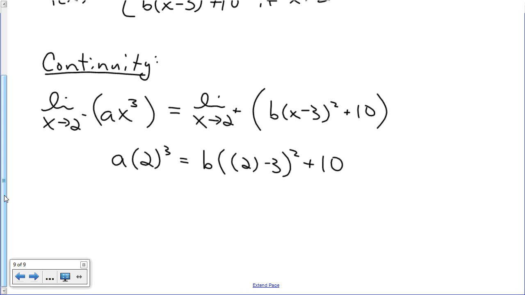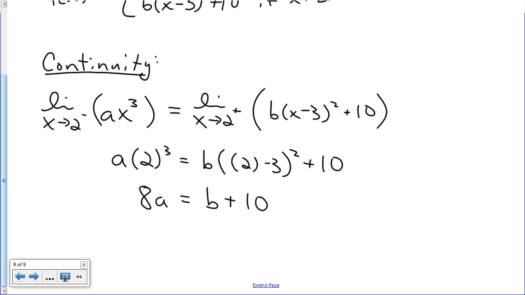And now let's just simplify this a little bit. So I'll have 2 cubed is 8a on the left side. And on the right side, you've got 2 minus 3, which is a negative 1. When you square that, you get a positive 1. So you get b plus 10 is all you end up with on the right-hand side.